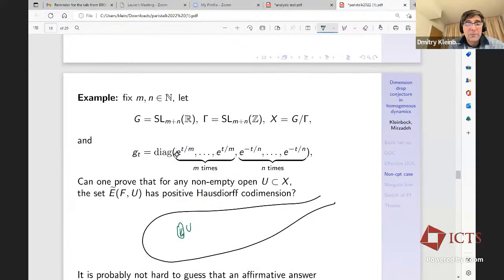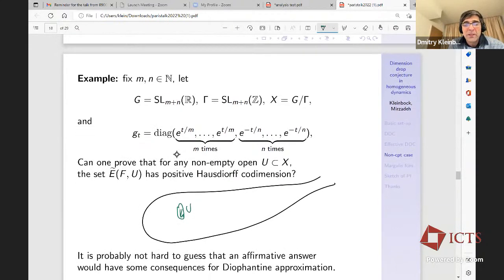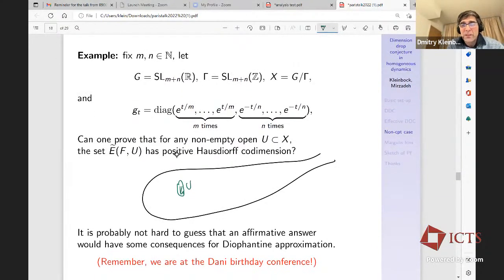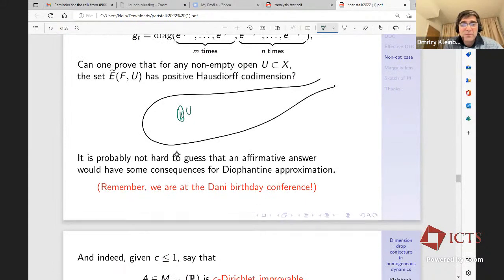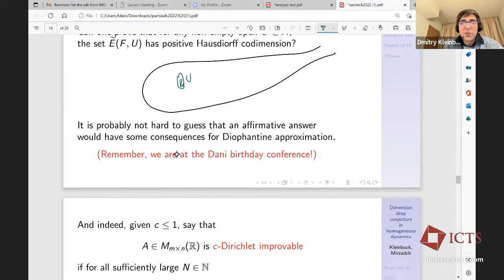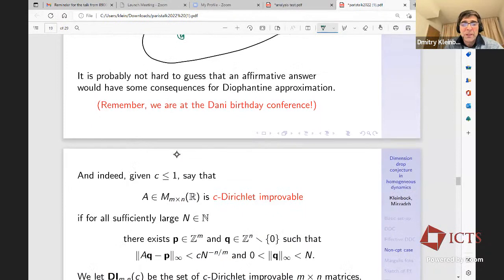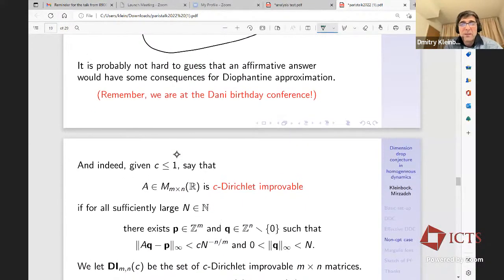And it's probably not hard to guess that an affirmative answer would have some consequences for Diophantine approximation. The reason is that since it's a conference dedicated to Dani, it has to be like that. There's no other way. And indeed, let me explain why this is the case. And I want to throw in another definition from Diophantine approximation, which was already mentioned by Anish two days ago.